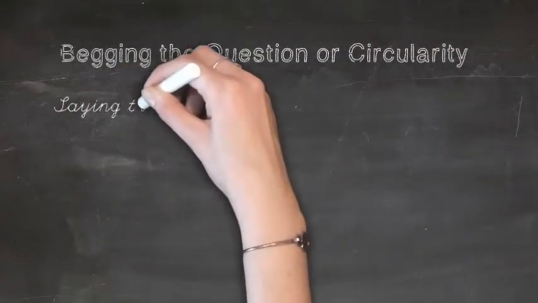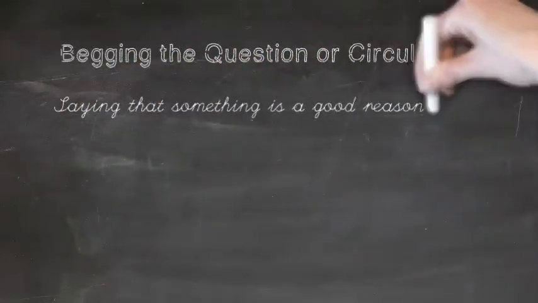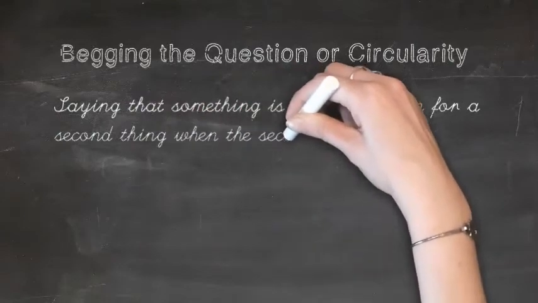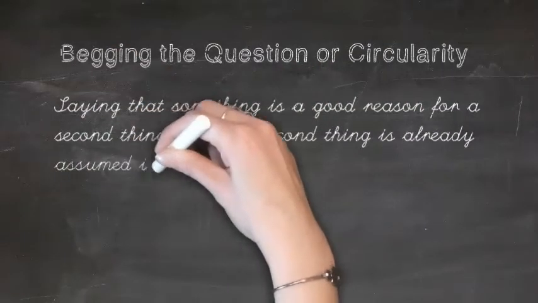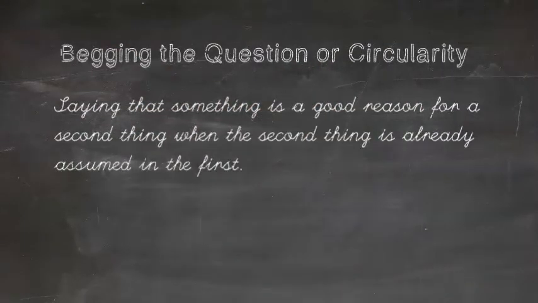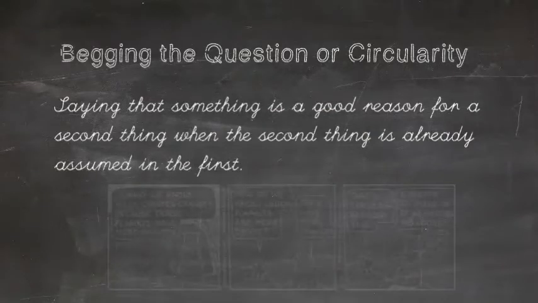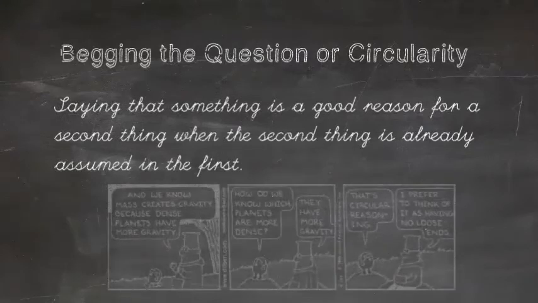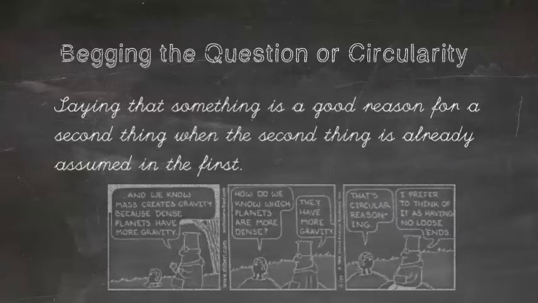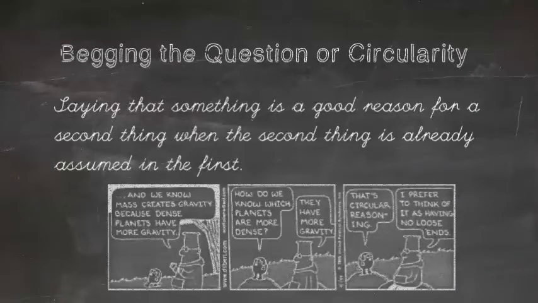Let's look at this fallacy called begging the question or circularity. That's when saying that something is a good reason for a second thing when the second thing is already assumed in the first thing. So one example would be this Dilbert cartoon. And we know that mass creates gravity because dense planets have more gravity. How do we know which planets are dense? Well, they have more gravity. That's circular reasoning. I prefer to think of it as having no loose ends.